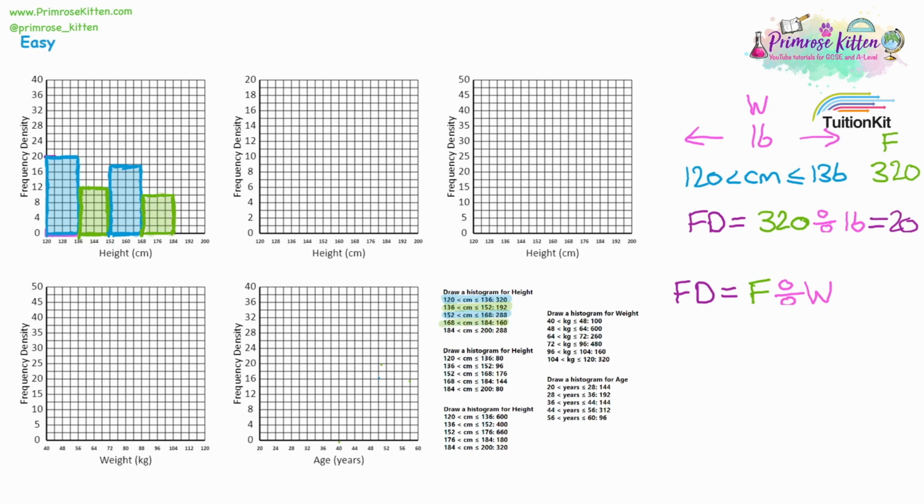And now for the next one, between 184 and 200, that's going to be another width of 16. So all of these are the same width, but as we look at the other diagrams, that's not always going to be the case, but we'll see that later. For the final bar, we have 288 as the height. The width is 16. We divide them, we're going to get 18 as our answer. Join up the bar and colour it in.